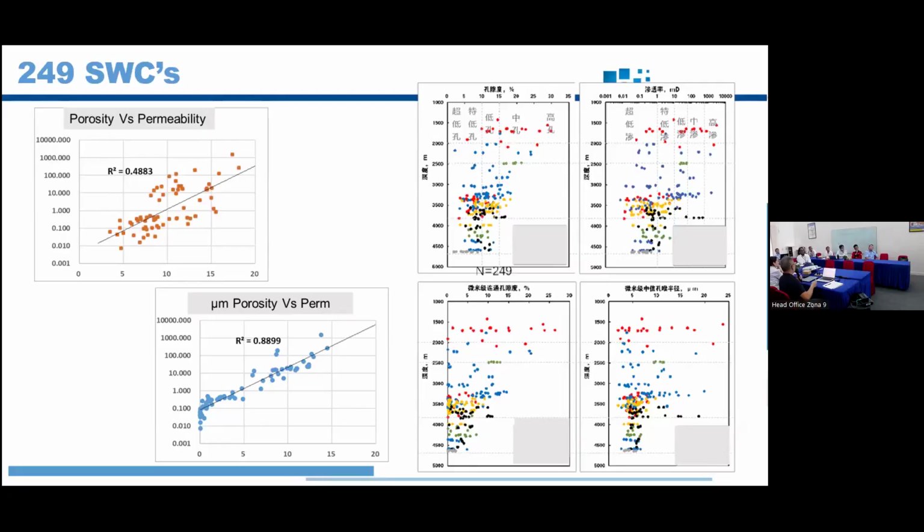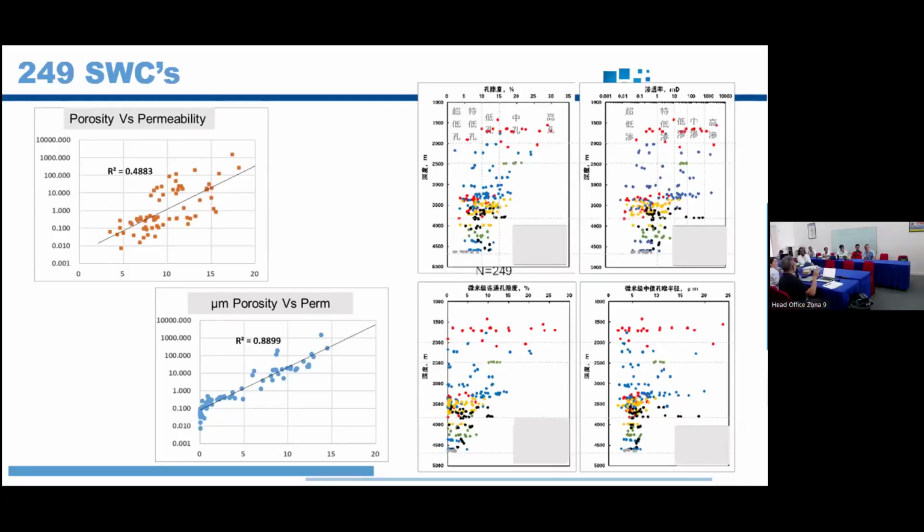Unfortunately, I do have one slide over here. Basically, if you look at the distribution of pores, the conclusion is the more big pores you have, the better permeability you will have, which makes sense.